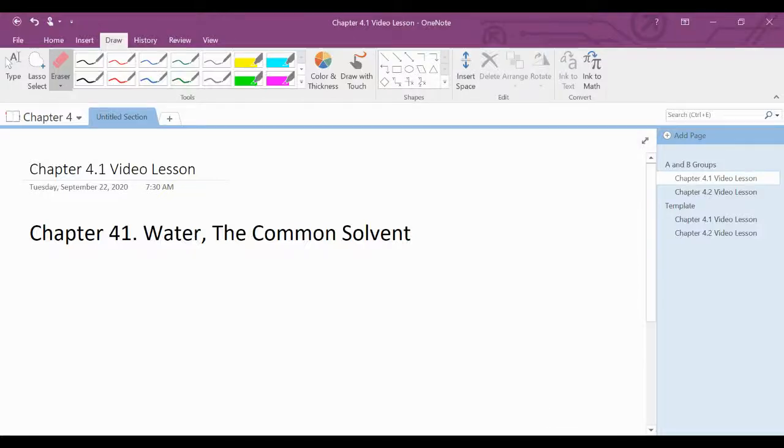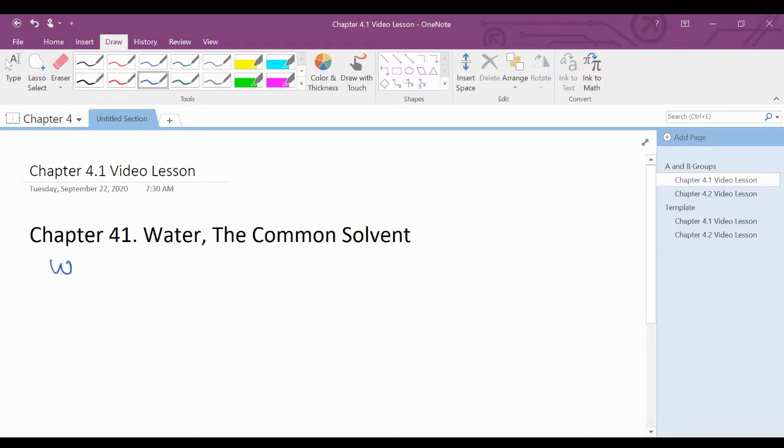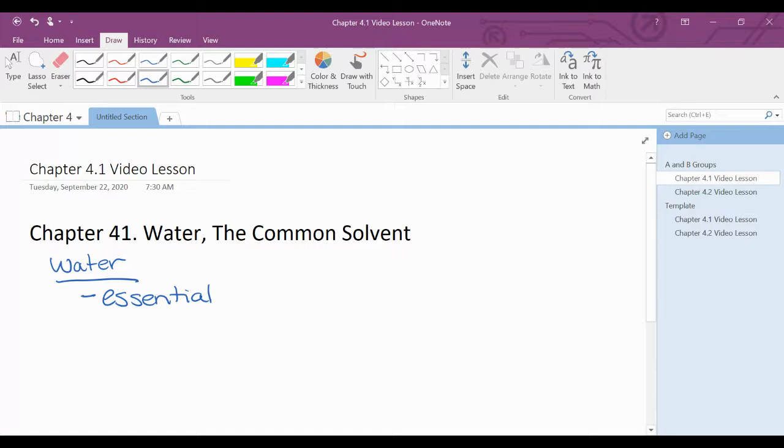Today we're going to cover sections 4.1 and 4.2. So the first section, chapter 4.1, discusses water as the common solvent. So water is very important. It is essential for sustaining the reactions that keep us alive.